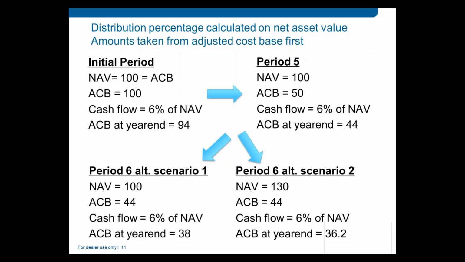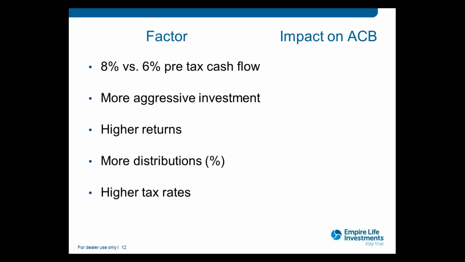So the more you take out of that contract on a percentage basis, the faster your adjusted cost base will drop. The better your returns are in relation to the amount you're actually distributing, the faster your adjusted cost base drops to 0. So what happens to the adjusted cost base if you're taking out a higher percentage versus a lower percentage of pre-tax cash flow? Well, based on what I just explained to you, the adjusted cost base will drop.